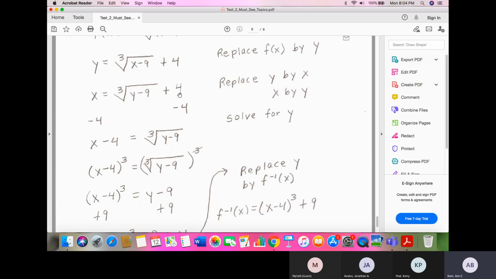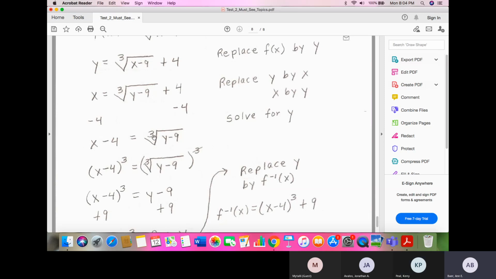Copy over this. +4 -4 is 0. +0 isn't contributing anything to this problem, so we don't write it in. And now we want to continue to solve for y. So we've isolated this cube root.